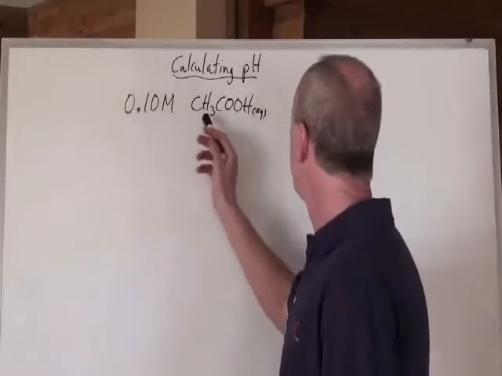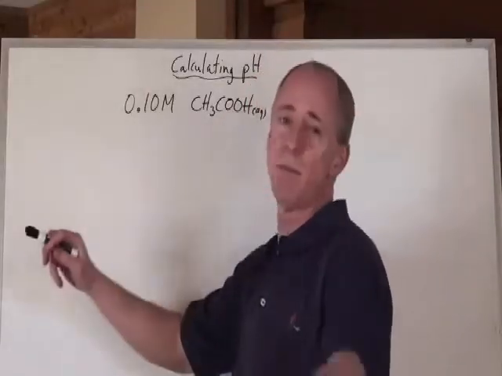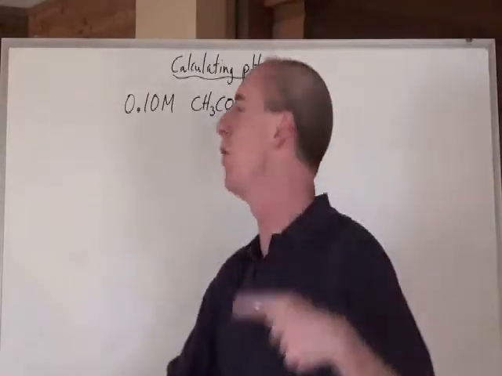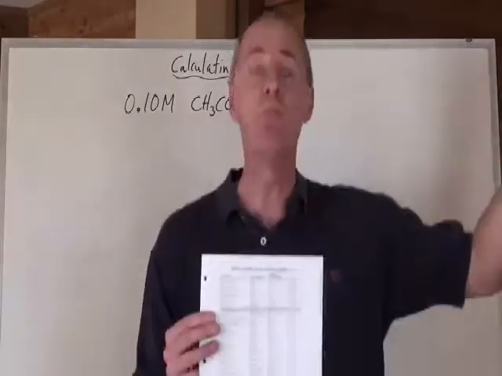Calculating pH, 0.1 mole per liter, here's an acid. Ha ha! Oh, just go negative log that concentration, pH is 1. Oh, I know, 1.00 because there's two significant digits. No, wrong.